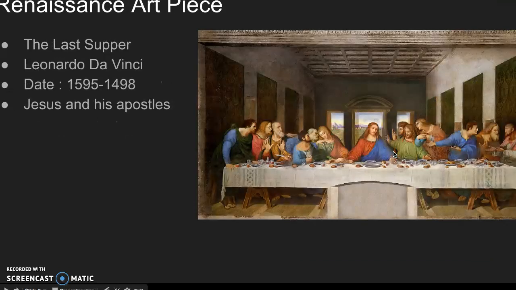So, next we have a Renaissance art piece, which is entitled The Last Supper by Leonardo da Vinci. And we were assigned this painting, and it dates between 1495 and 1498. This painting includes Jesus shown in the center of the painting, surrounded by his apostles to the left and right of him. And they are sitting at a table and appear to be both eating and vigorously talking.